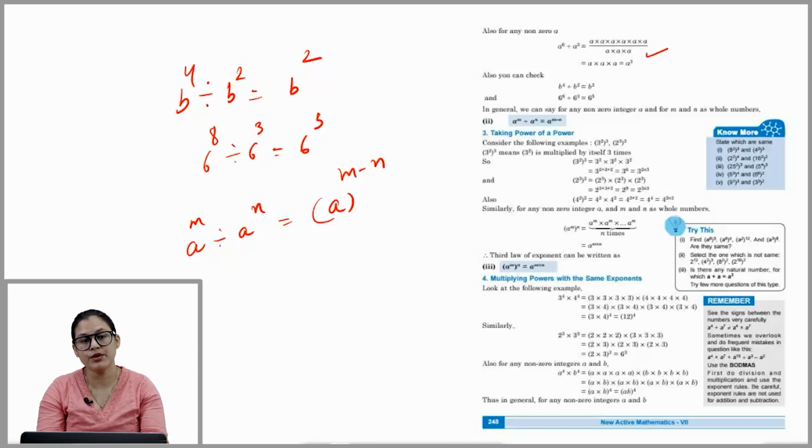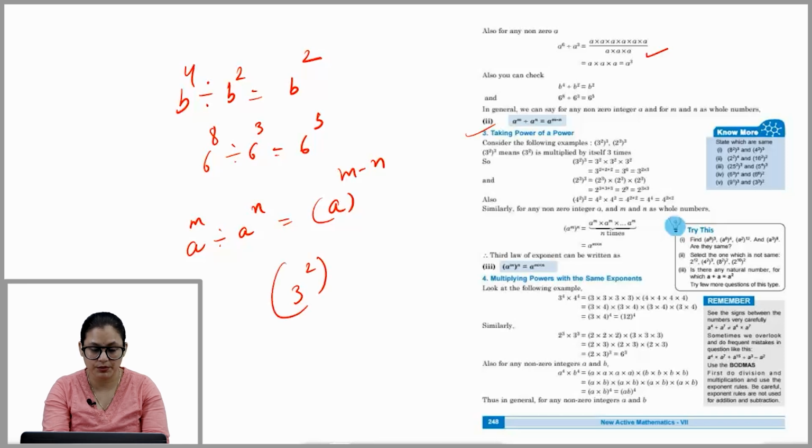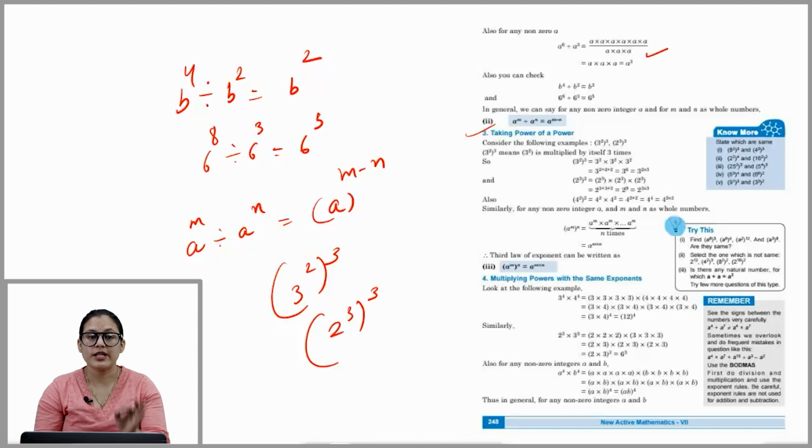Number 3, taking power of a power. Consider the following example. 3 raised to the power 2 raised to the power 3, and 2 raised to the power 3 raised to the power 3. 3 raised to the power 2 raised to the power 3 means 3 raised to the power 2 is multiplied by itself 3 times. So, what will we get? We will get 3 raised to the power 2 into 3, and when you do this, you will get 3 raised to the power 2 into 3, that is 3 raised to the power 6.